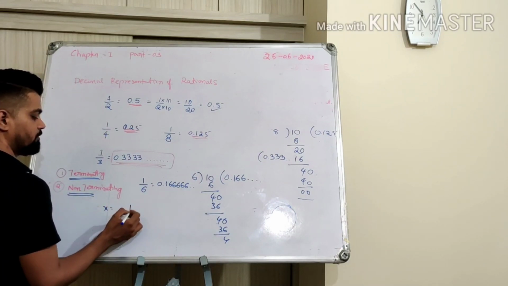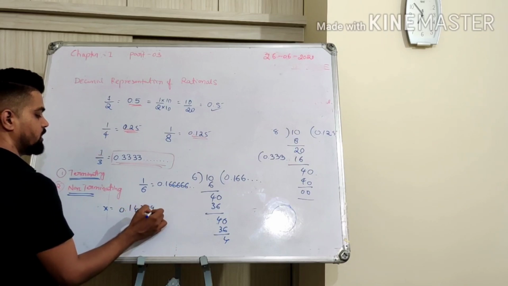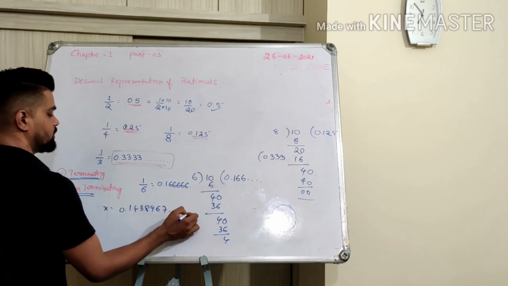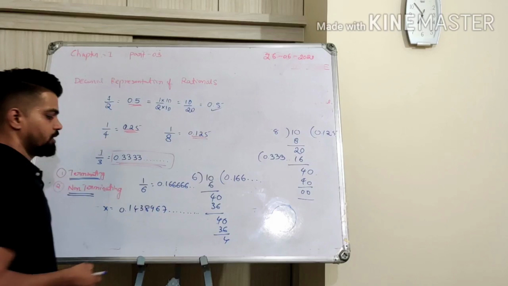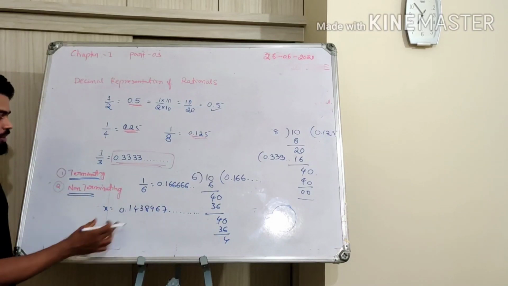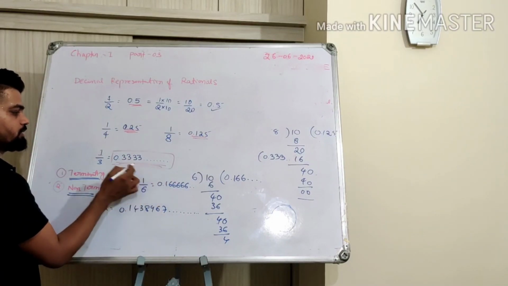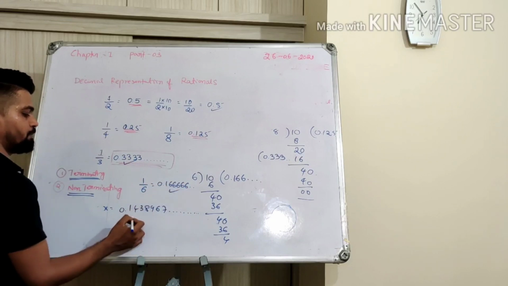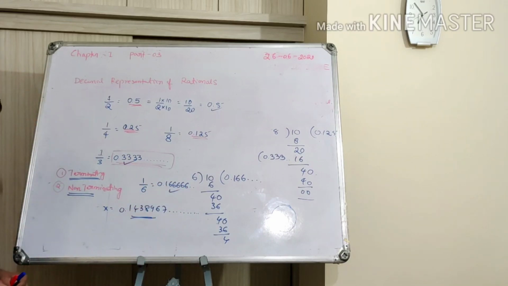Some x number I am taking, 0.1438976. It is not ending. Okay. Now can you differentiate between this number and this number? These two numbers have some unique property compared to this. So what is that unique property?